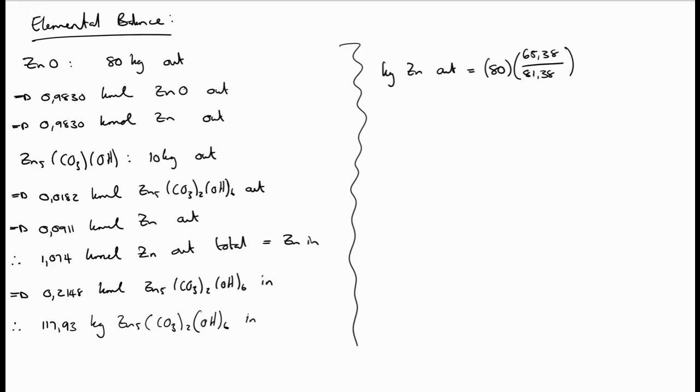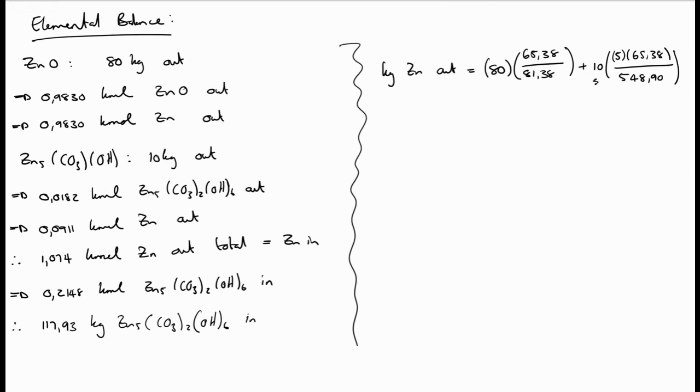We do this by taking the zinc oxide out and multiplying by a ratio of the molar mass of the zinc to the molar mass of the zinc oxide. This basically gives us a percentage based on mass of zinc in zinc oxide. And to this we add the zinc in the hydrozincite leaving the system.